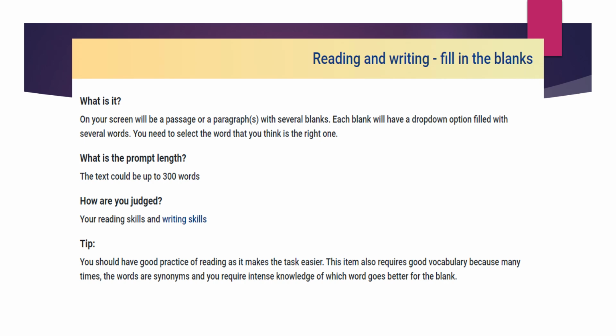Now, reading and writing fill in the blanks. On your screen there will be a passage or paragraph with several blanks. Each blank will have a drop down option filled with several words. You need to select the word that you think is the right one. The text could be up to 300 words, and your reading and writing skills will be judged in this question. The tip is that you should have good practice of reading, as it makes the task easier. This item also requires good vocabulary, because many times the words are synonyms and you require intense knowledge of which word goes better for the blank.